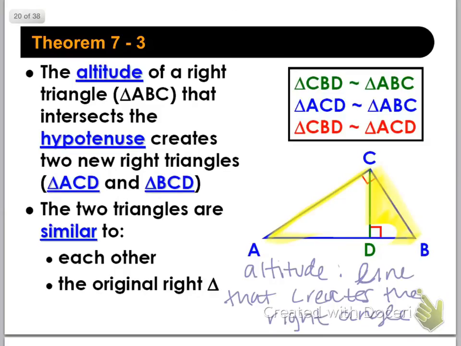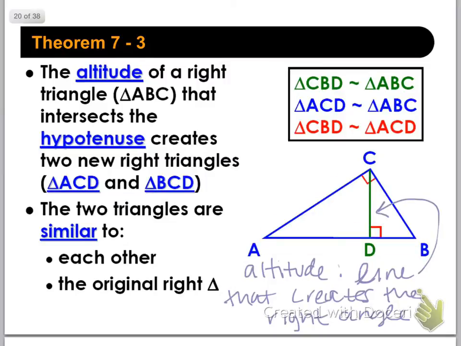Okay, so here's an example. The altitude of a right triangle, triangle ABC, intersects the hypotenuse, creating 2 new right triangles, ACD and BCD. What it's saying is basically, I have this triangle ABC right here, and I have an altitude that's in the middle of it.